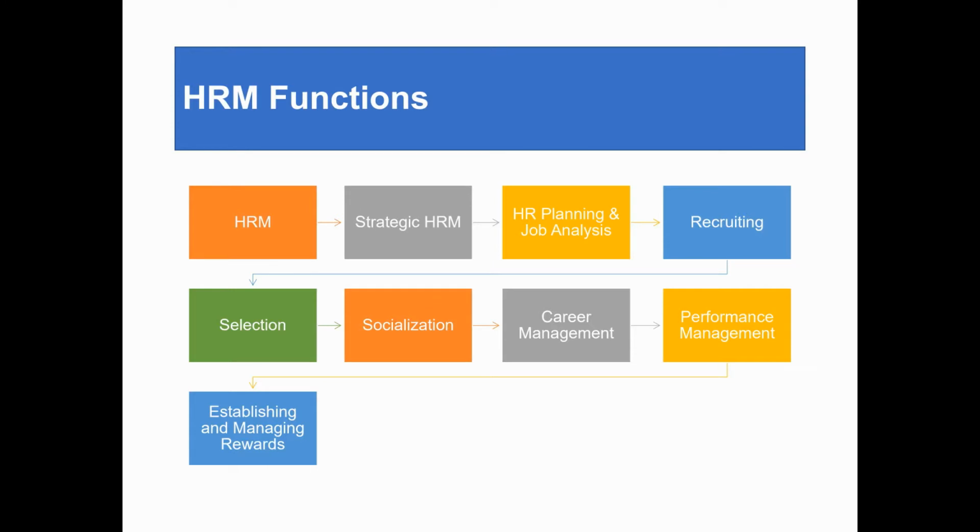So if we just look at the typical HRM functions, HRM literature talks about strategic HRM, then it leads to human resource planning and job analysis, which eventually leads to recruitment and selection. After the selection, there's a whole process of socialization, career management, performance management, and then rewards management. So this specific topic somehow relates with each and every component of human resource management.